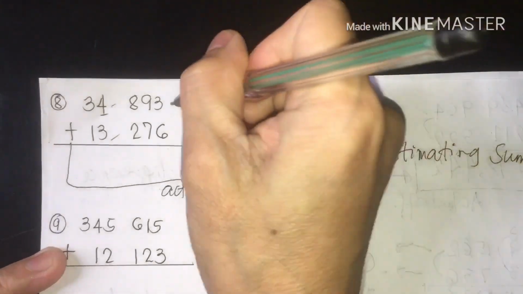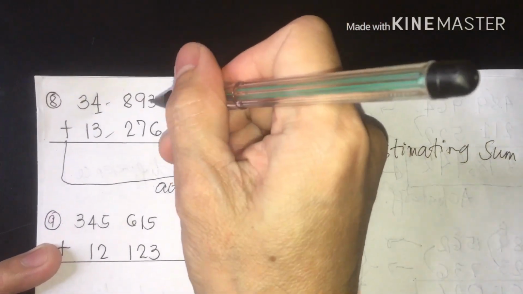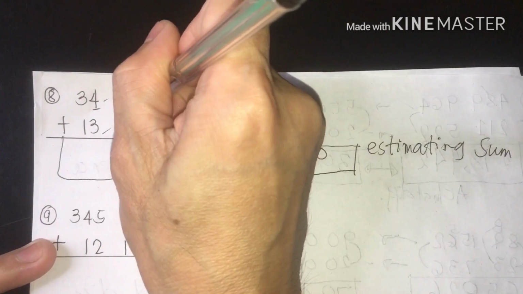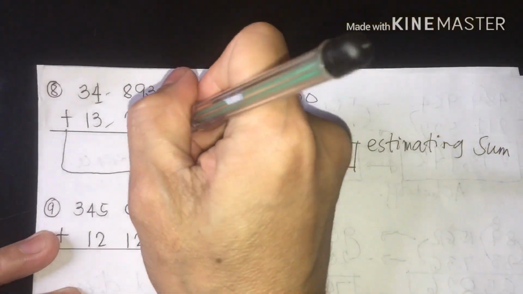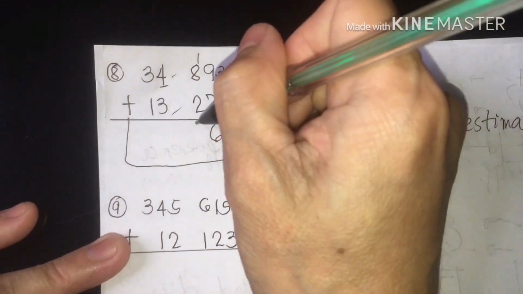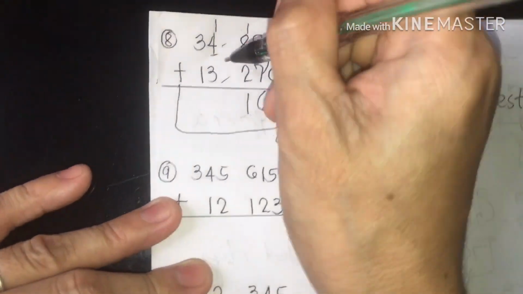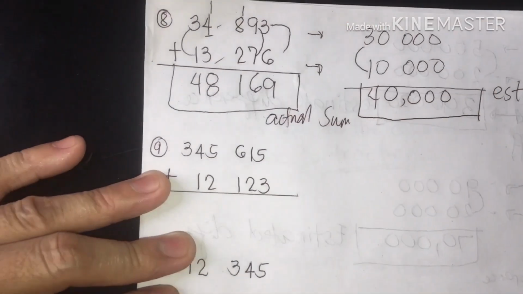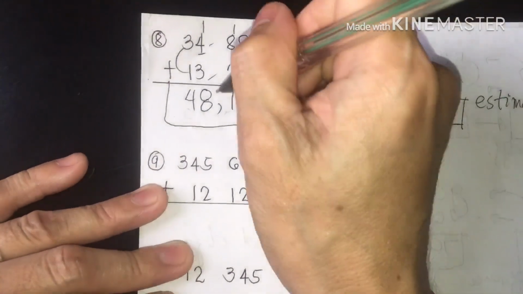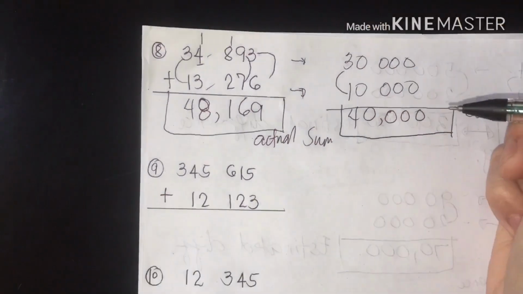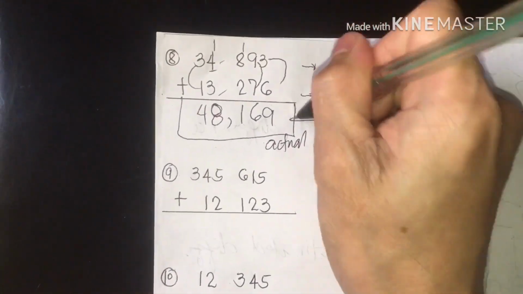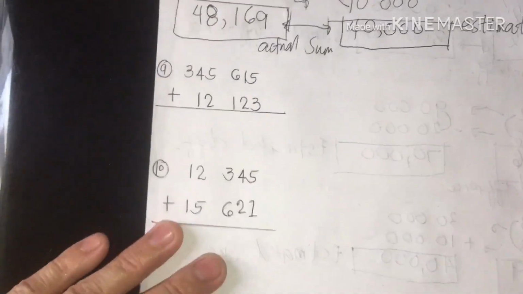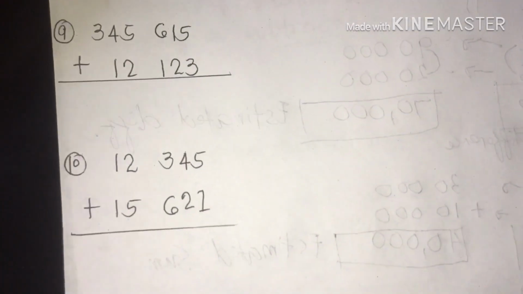3 plus 6, 9. So 9 and 7, 16, regroup 1. 11, regroup 1. So 8. 3 plus 1, that's 4. So it's correct, 48,169. That's quite linear. Next, number 9. Second to the last number class.